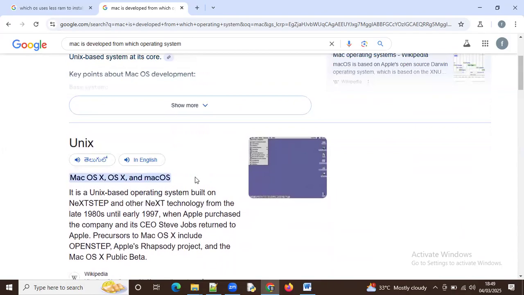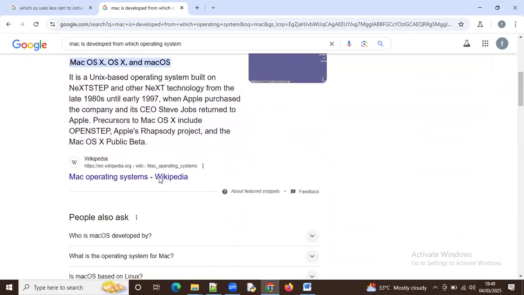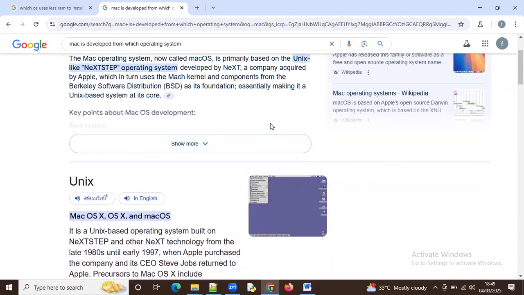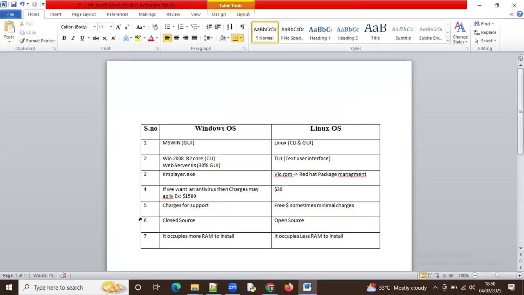It has Windows operating systems also, but why has it chosen Unix or Linux? Because of security. But Mac is developed from Unix only. Unix is very free, but what is developed from Unix is very costly. That is a funny thing, right? Okay, these are the differences between the Windows, Linux and Mac OSs.